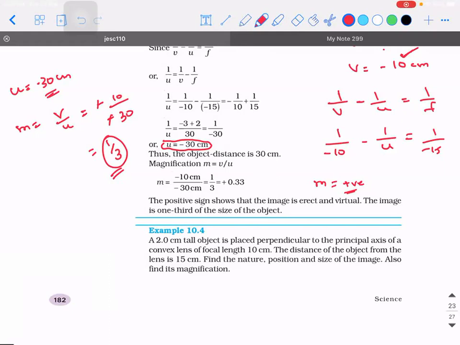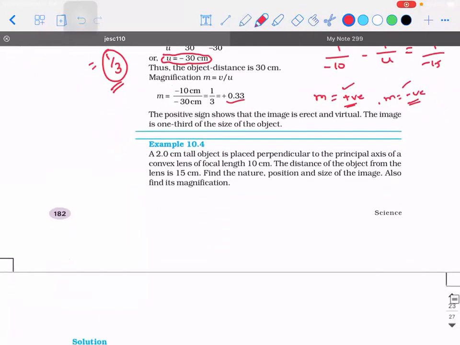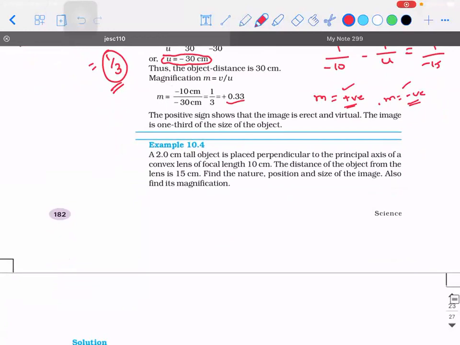So M is negative means real and inverted. It is real. So real images are always inverted. Okay. So that's the meaning. So sign will tell you about the nature, and the numerical value will tell about the size, the magnification, whether the image size is greater than the object or vice versa. Right? So I hope that's clear. Next.